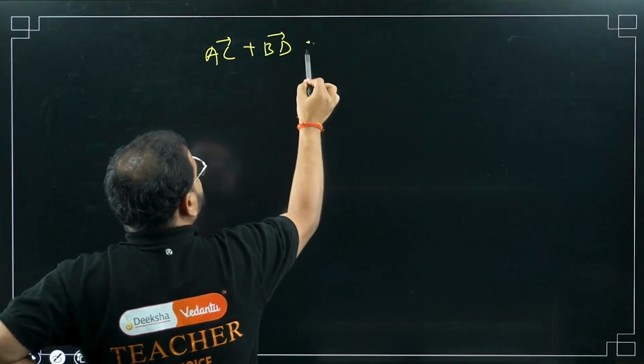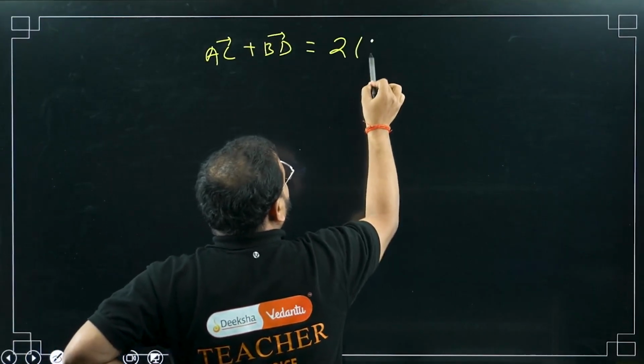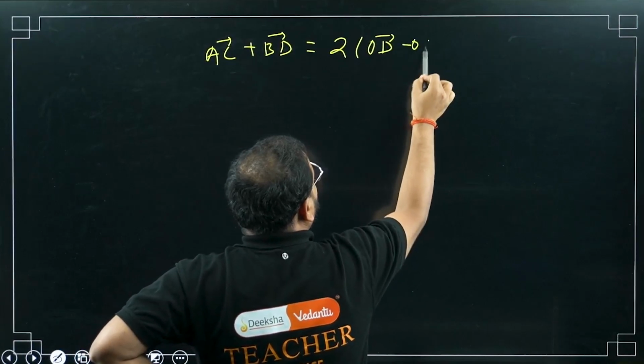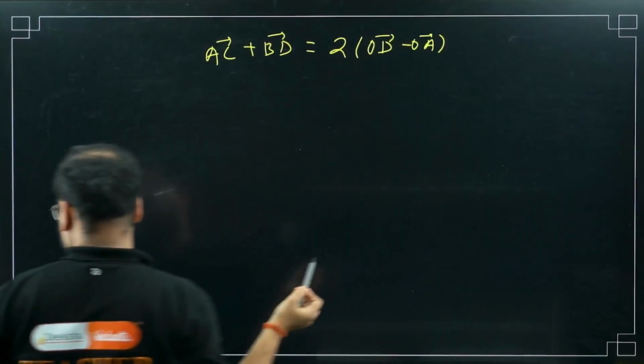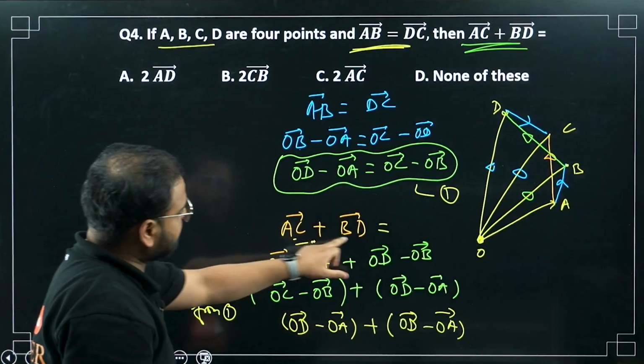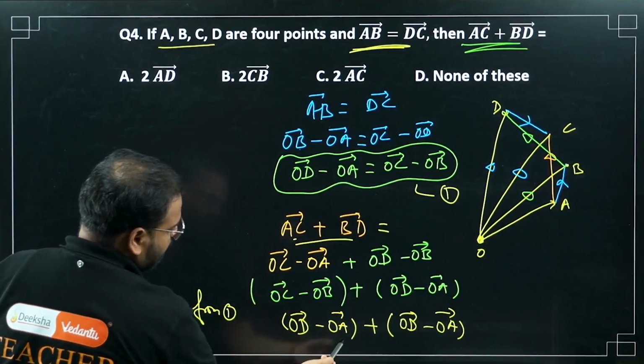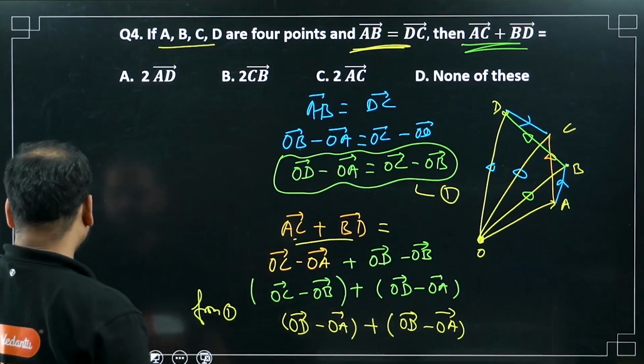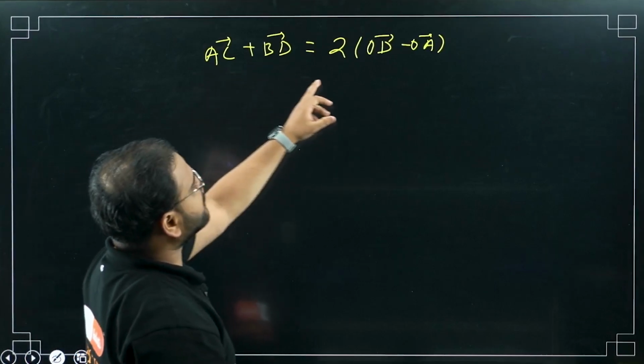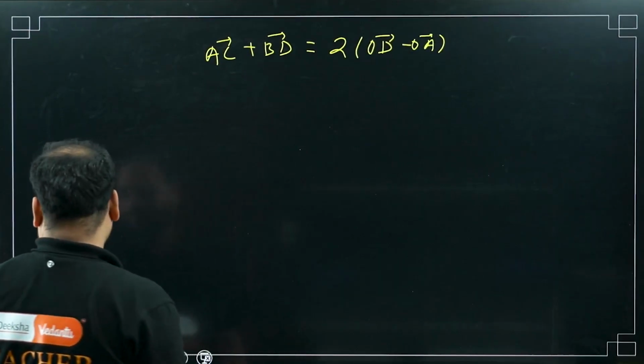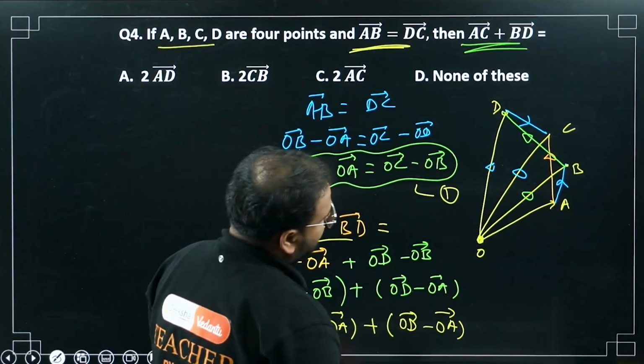AC plus BD equals twice of OD minus OA. Have a look. AC plus BD from here, and twice of OD minus OA. The same thing is written over here: AC plus BD equals twice of OD minus OA. Now please check what OD minus OA is.